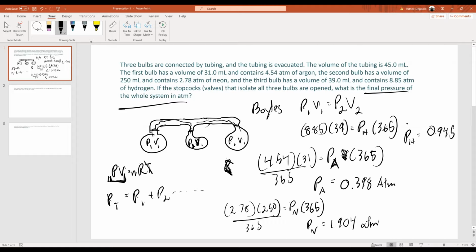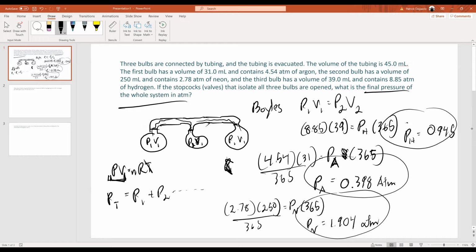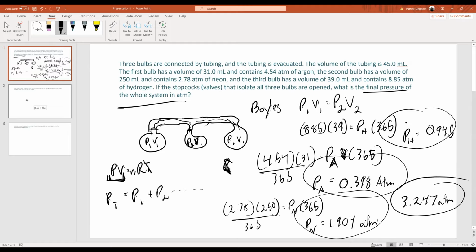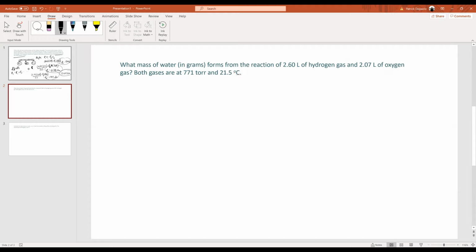So the final step and what the question is asking for is what is the final pressure of the whole system? So then you would simply add up pH, PA, and PN. And your answer would be 0.398, let me see, 1.904, and you get 3.247 ATM. Okay, hopefully that makes sense to everyone. If not, you can rewind the video.